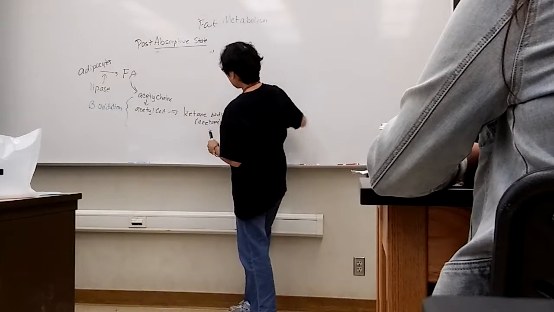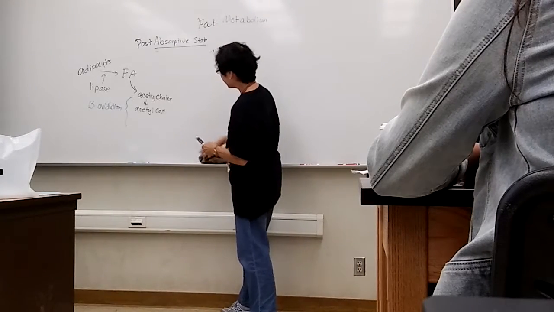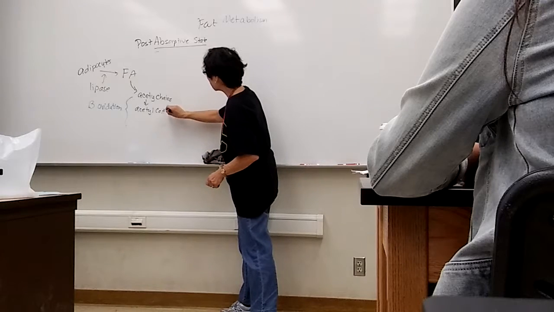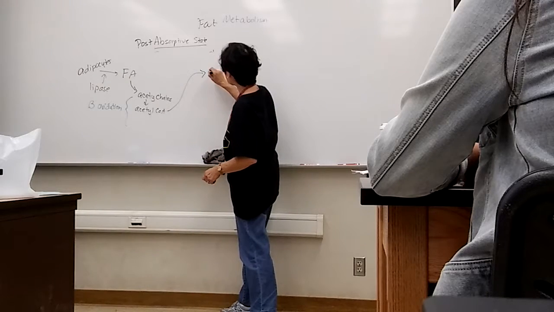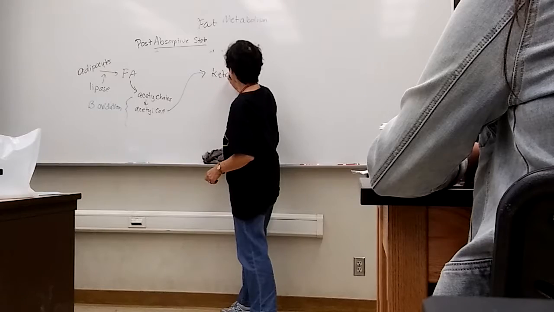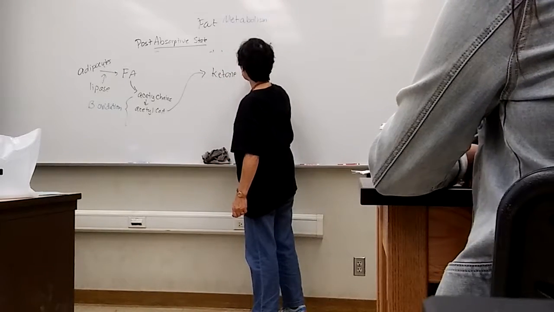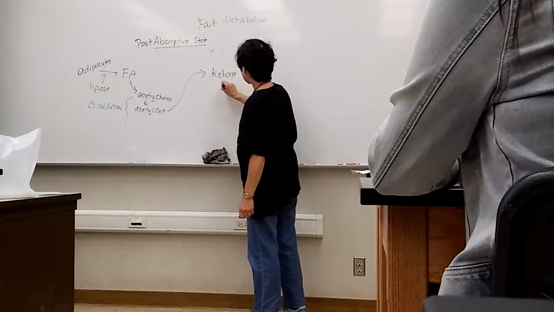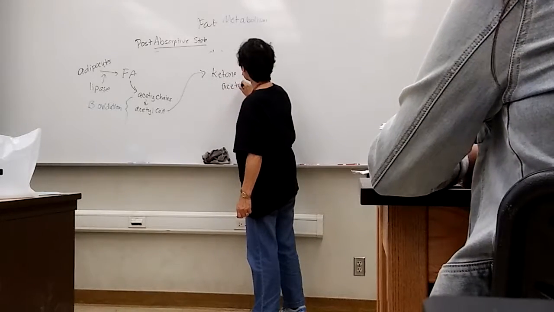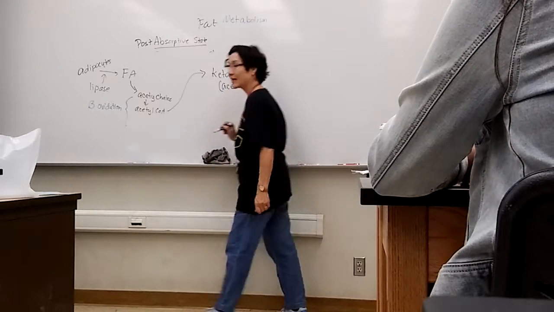Okay, so acetyl coenzyme A, here we go. Now, instead of going directly to the Krebs cycle, the acetyl coenzyme A is going to produce ketone bodies, such as acetone. That's an example. These really are acids.